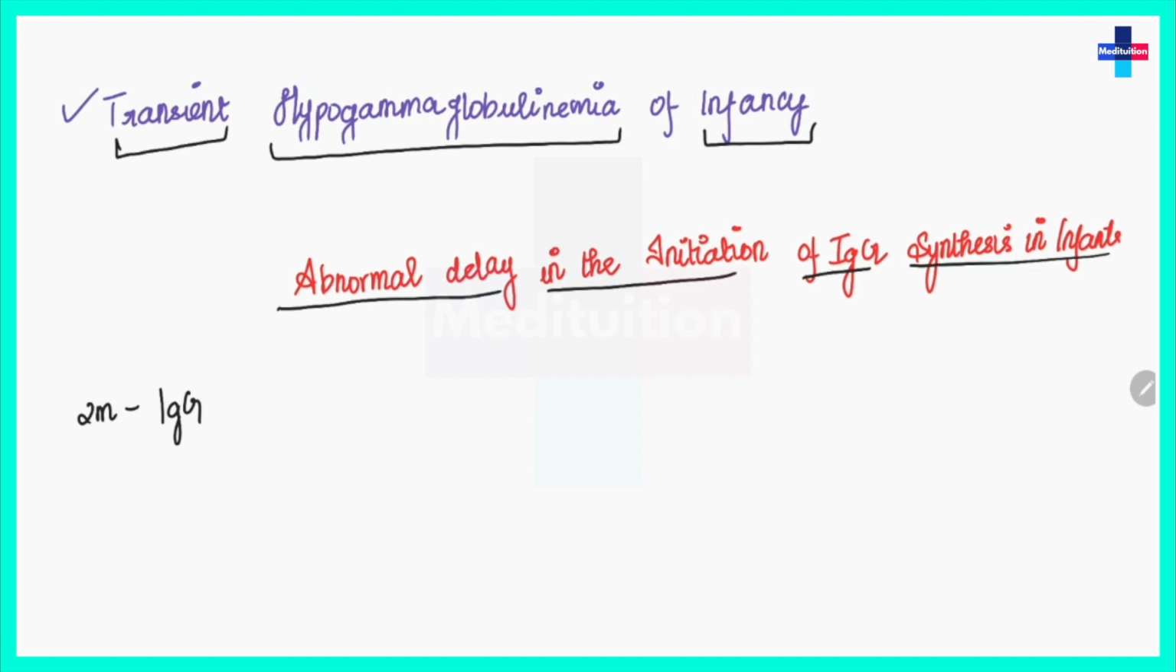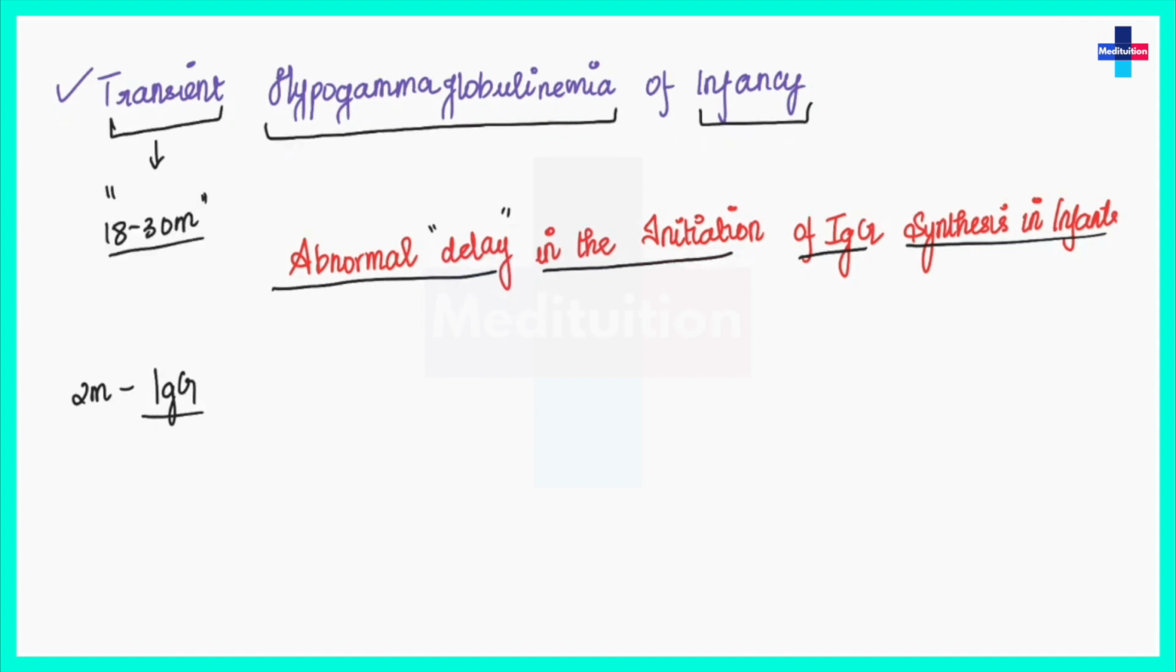So if there is a delay in the synthesis of this immunoglobulin, then this person is predisposed to infectious disorders. If you see the name, there is the word transient. Transient means this disorder will occur only for a short time. So there is just a delay. It is not stoppage. There is just a delay in the production of IgG synthesis. This delay is usually around 18 months. So by 18 to 30 months of age, this person will spontaneously recover from this disorder.